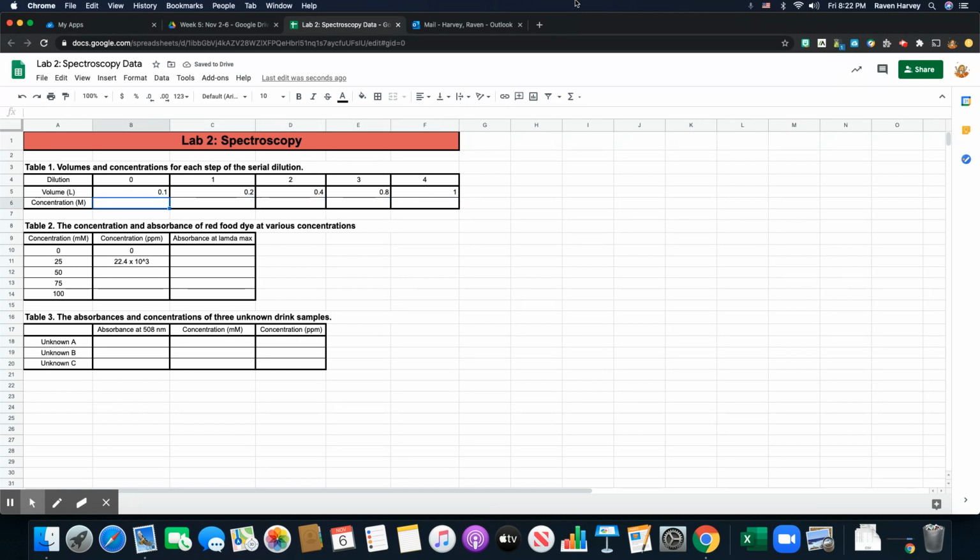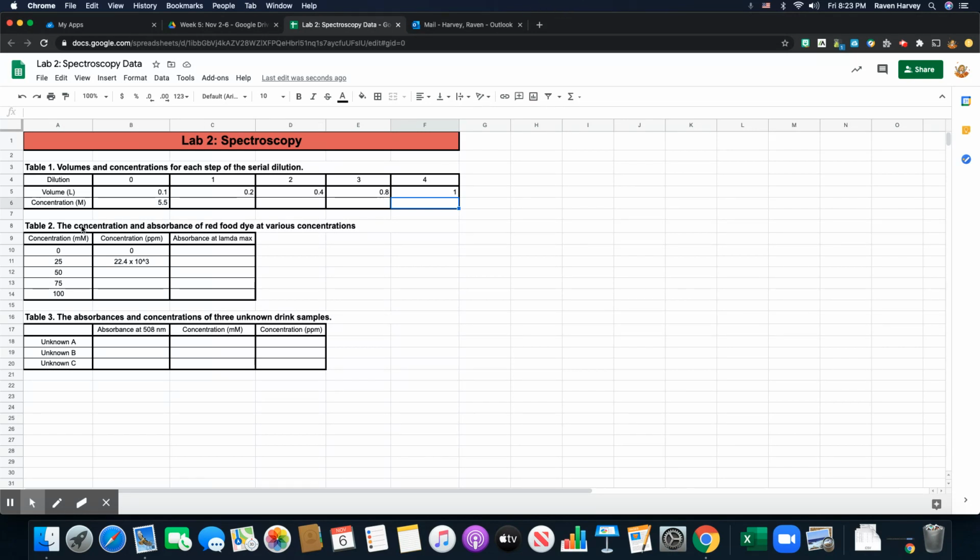Okay, and so then the concentration was just a readout that you hovered over. So this one should have started at 5.5 because it wasn't diluted. And then these would have gone down just so you could see that as you did each dilution, the concentration went down.